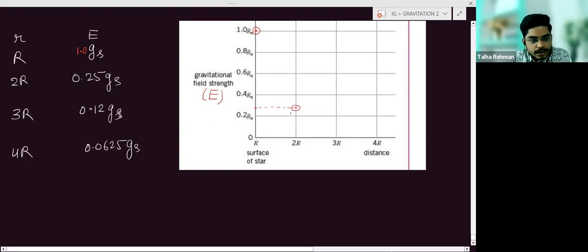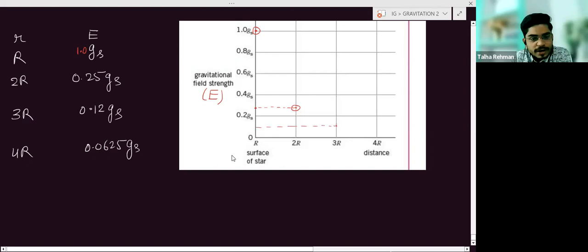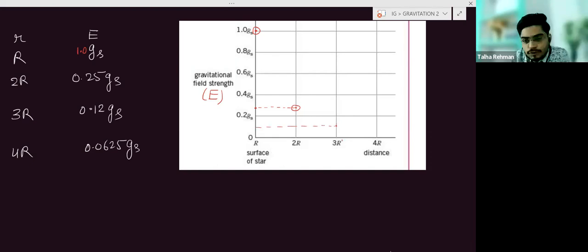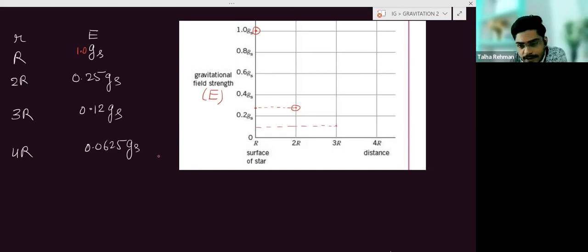Now at 3r it will be 0.12. Here will be 0.1, 0.2. So 0.12 will be somewhere here. At 3r. Now at 4r it will be 0.0625. Come at 4r. What is the value of E? 0.0625. It will be approximately here.